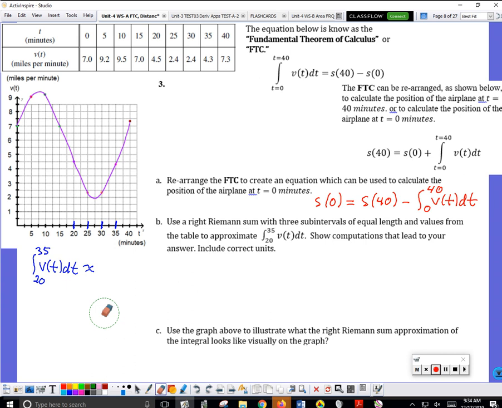Okay. Riemann sum, really easy. Look here. I'm supposed to take velocity and multiply by time. A thing that you should get used to doing is a little quick check. The velocity is miles per minute.